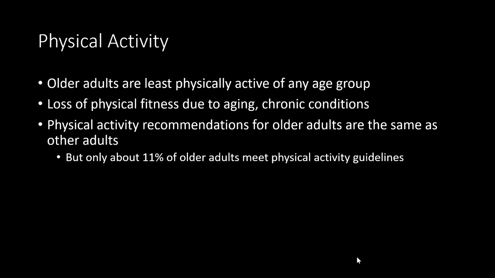Older adults are the least physically active of any age group. Loss of physical activity due to just getting old. Your muscles hurt, you're sore, you don't feel like it. Also can be due to chronic conditions such as illnesses and disease. However, the physical recommendations for older adults are the same as other adults. So physical activity is very important as you age, and only 11% of older adults meet those physical activity guidelines.